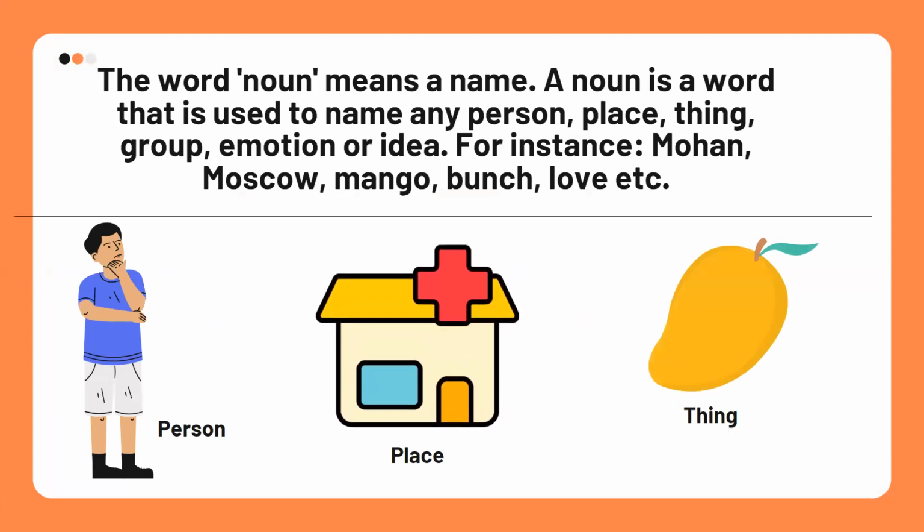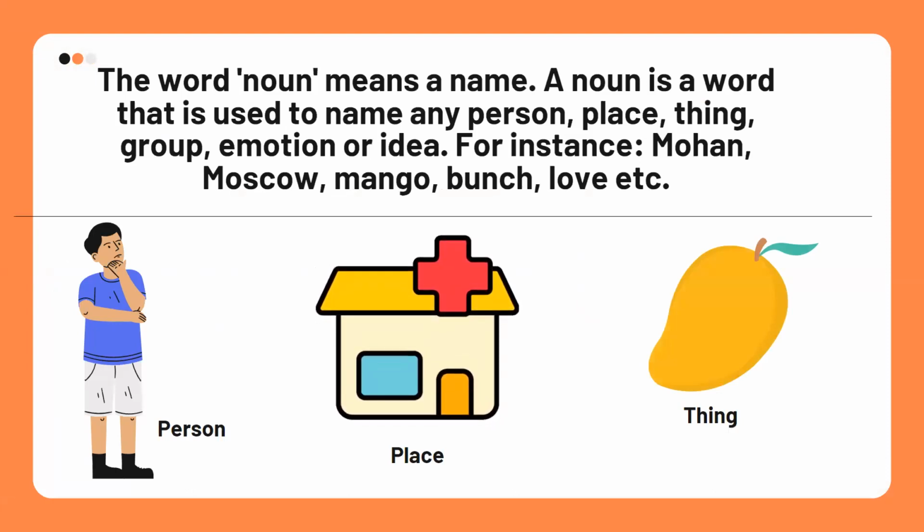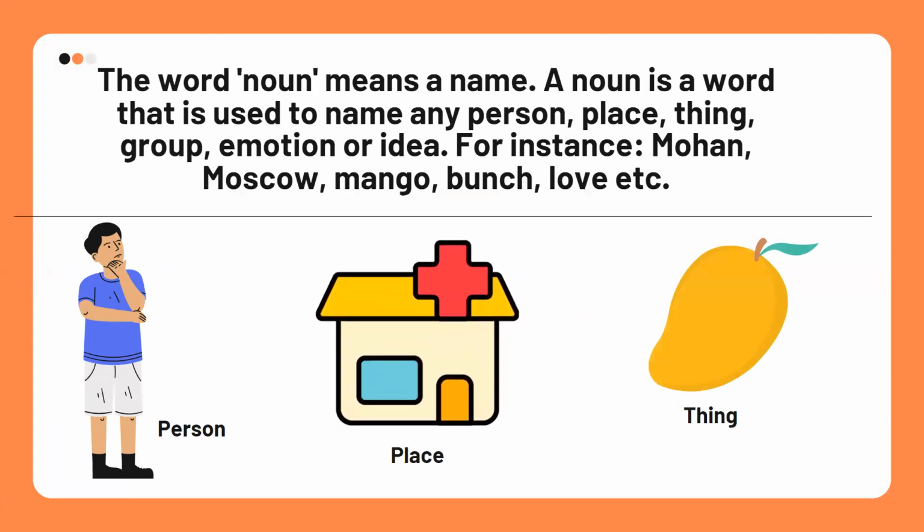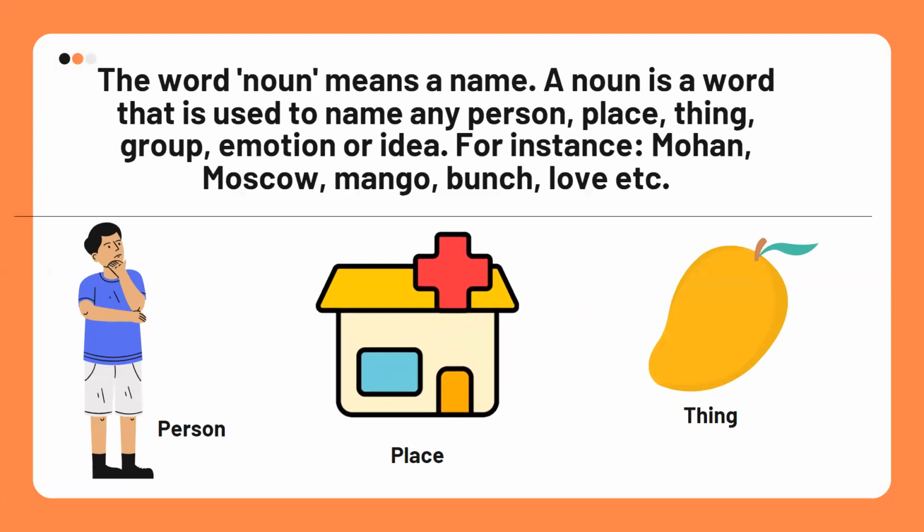Name of any person, just like Mohan. Mohan is the name of that person. This is a noun. Here you can see the place and it is a hospital. So this is a noun. Think, this is a mango. You can see here. So name of this thing is mango. Okay. So whenever we see the names of any person, place, or things, these are called nouns.